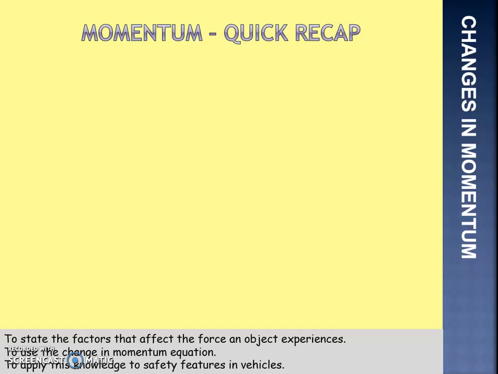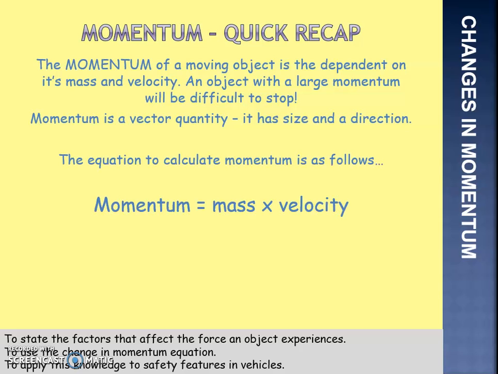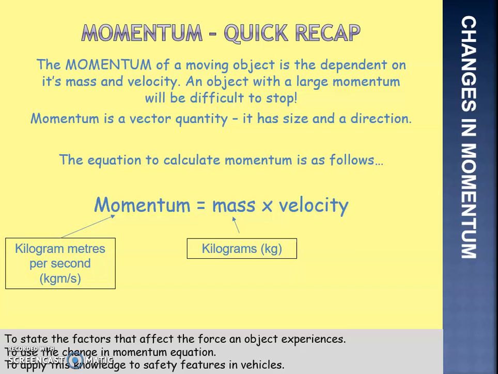Quick recap on momentum then, just to make sure we know what we're talking about. The momentum of a moving object is dependent on its mass and velocity. An object with a large momentum will be really difficult to stop. Momentum is a vector quantity, so it has a size and a direction. The equation to calculate momentum is as follows. Momentum equals mass times velocity. Momentum in kilogram meters per second, mass in kilograms, and velocity in meters per second.